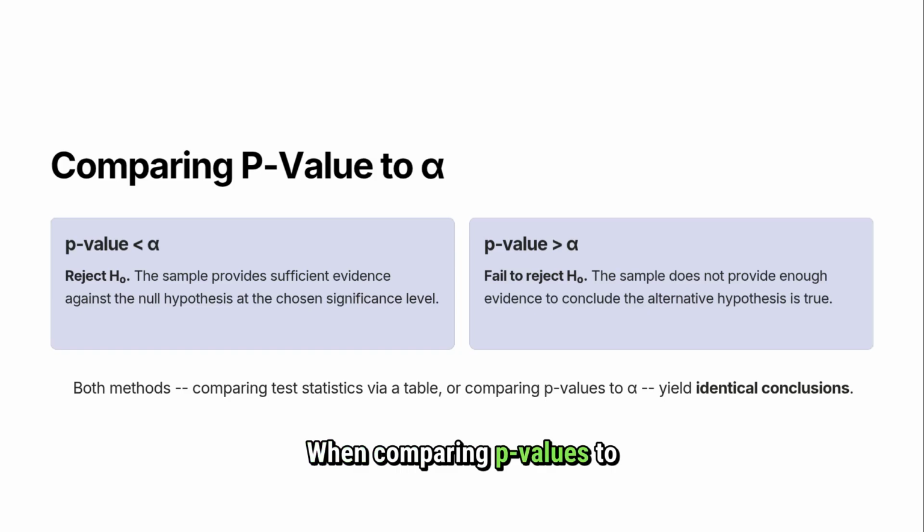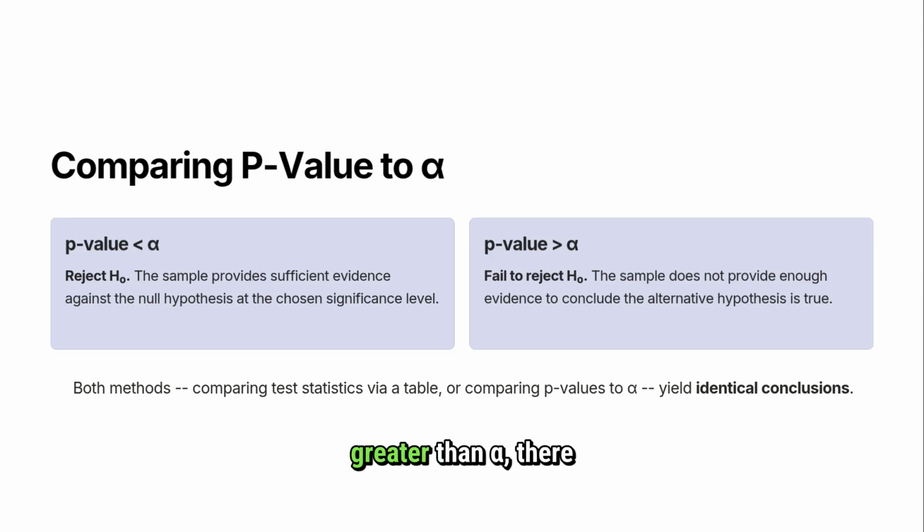When comparing p-values to the significance level, alpha, the decision rule is straightforward. If the p-value is less than alpha, there is sufficient statistical evidence to reject the null hypothesis (H0). This indicates that the observed result is unlikely to have occurred by random chance alone, and the difference or effect is considered statistically significant.